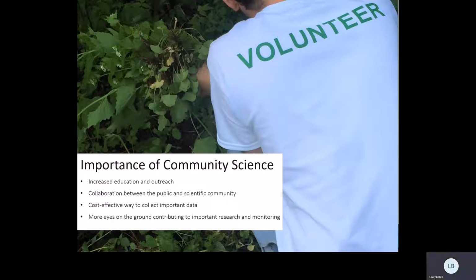One of the ways we combat invasive species is through community science. Community science is extremely important for increasing education and outreach. It provides collaboration between the public and the scientific community. It's an extremely cost-effective way to collect important data and provides access to new sites. And it increases the eyes on the ground, contributing to important research and monitoring.